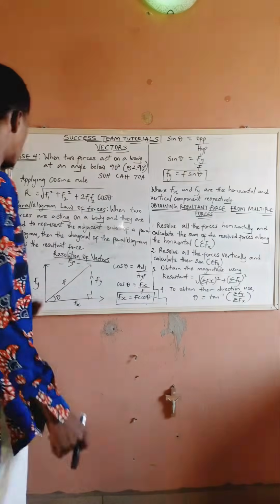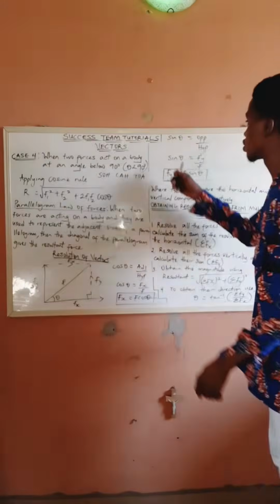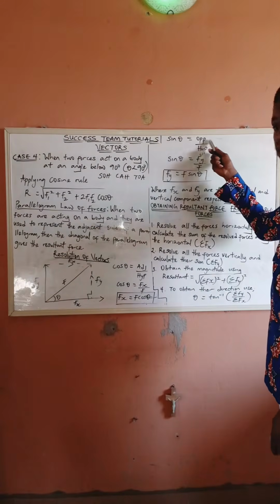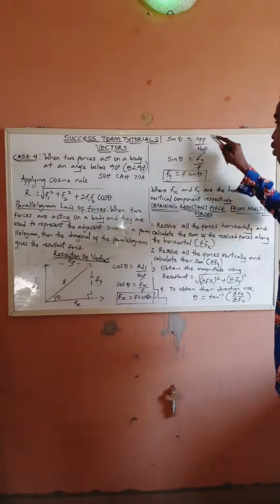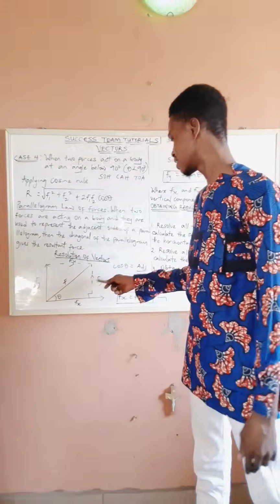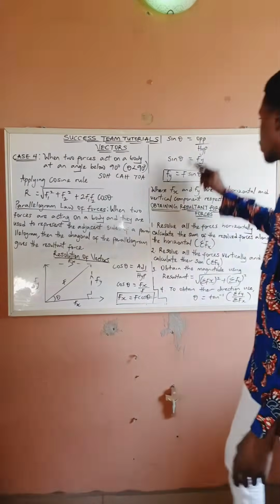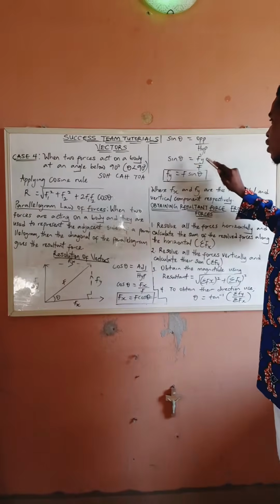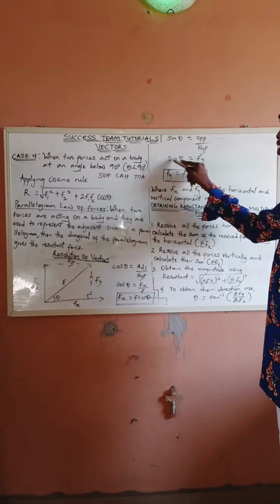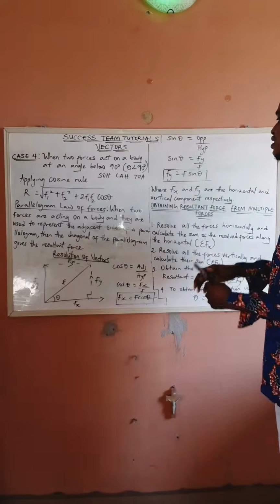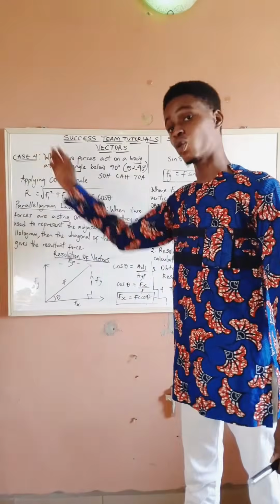Now, if they ask you to calculate the force along the y-axis, I should derive the formula. I'm going to have sin theta is equal to opposite over hypotenuse. Where opposite here, in this case, is Fy, over hypotenuse, which is F. So I'm going to have Fy over F. I cross multiply. I'm going to have Fy is equal to F sin theta. So now this is the formula for getting the force along the vertical axis, that's along the y-axis.